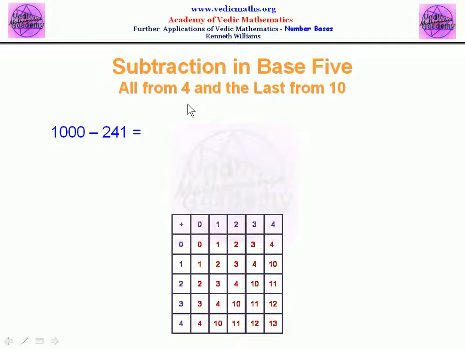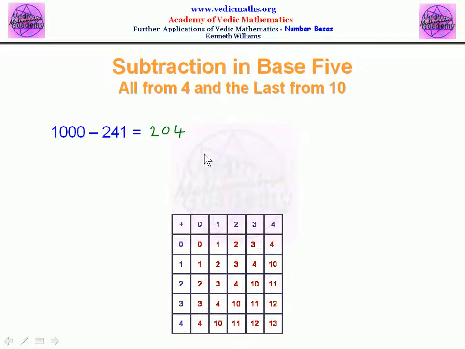The sutra changes if you've got a base of 5 because 9 is equivalent to 4. 4 is the largest digit you can have in base 5. And so the sutra, all from 9 and the last from 10, becomes all from 4 and the last from 10, where 10 is actually 5 in base 10. So if we apply that sutra now to this subtraction, then we'll be taking this 2 and this 4 from 4 and this 1 from 5. So 2 from 4 is 2, 4 from 4 is 0, and 1 from 5 is 4.